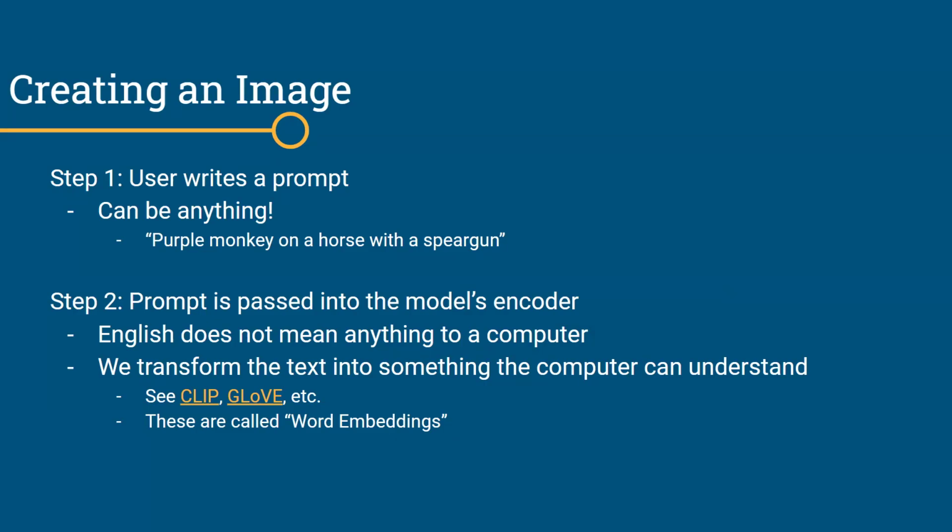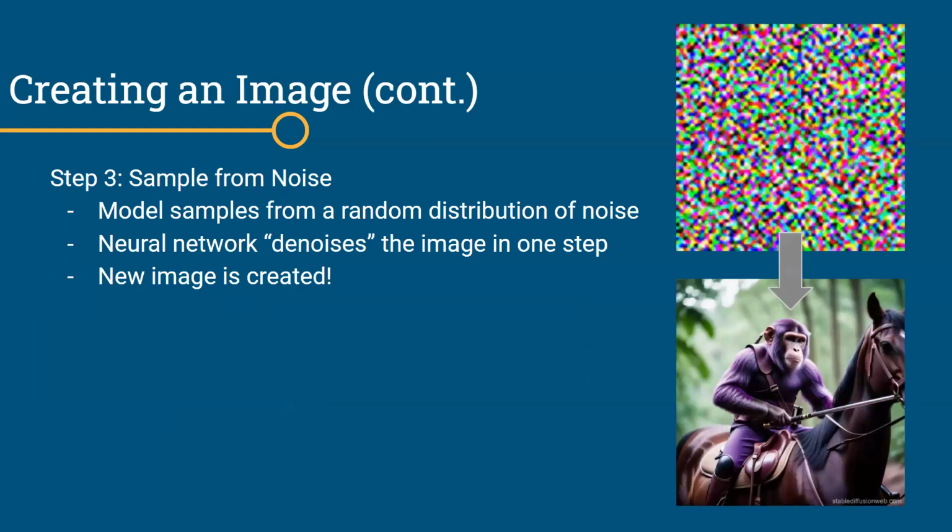There's a number of these that basically do the same thing for slightly different purposes and slightly different lengths of time to work. They encode the English language into a vector, a bunch of numbers that are comprehensible by a machine. And from there, we feed it into our prompt. So we sample from noise. We take basically just random noise, initialized to a bunch of random colors, and then let the neural network denoise it.